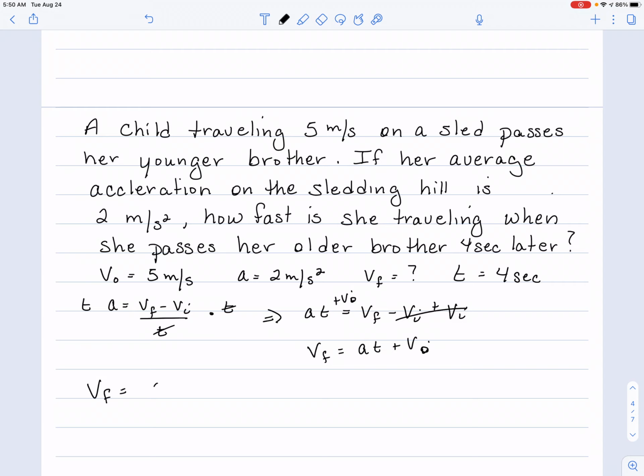VF equals our acceleration, 2 meters per second squared, times our time of 4 seconds, plus our initial is 5 meters per second. Now we got to make sure we have the right units because we're adding. So let's see. This 2 meters per second squared times 4 seconds, this second's going to cancel that second squared. So therefore we're going to be left with meters per second plus meters per second, which we can do. And our answer is 13 meters per second.